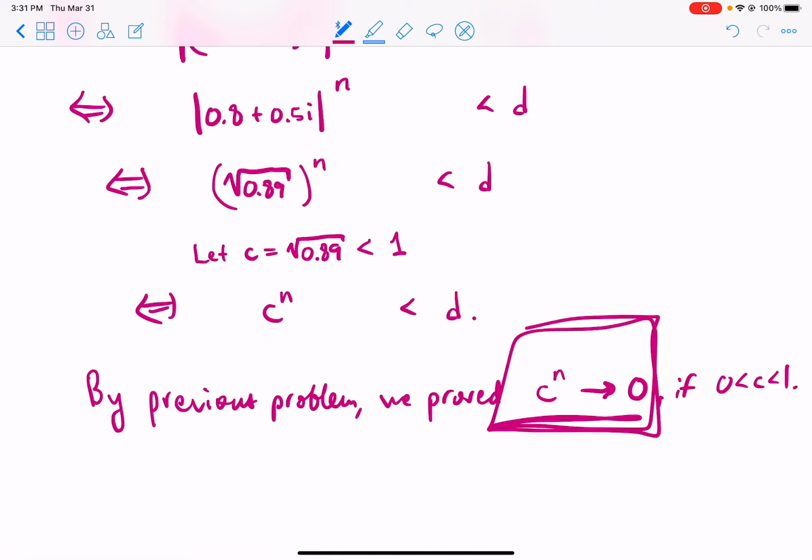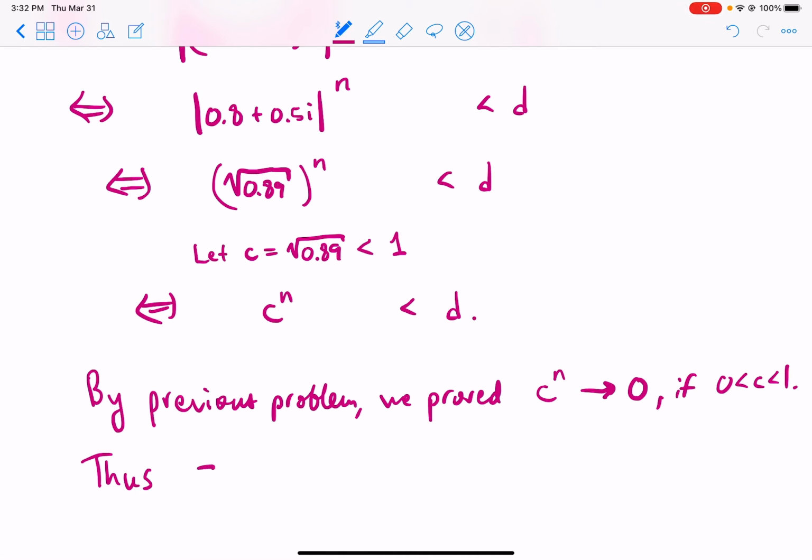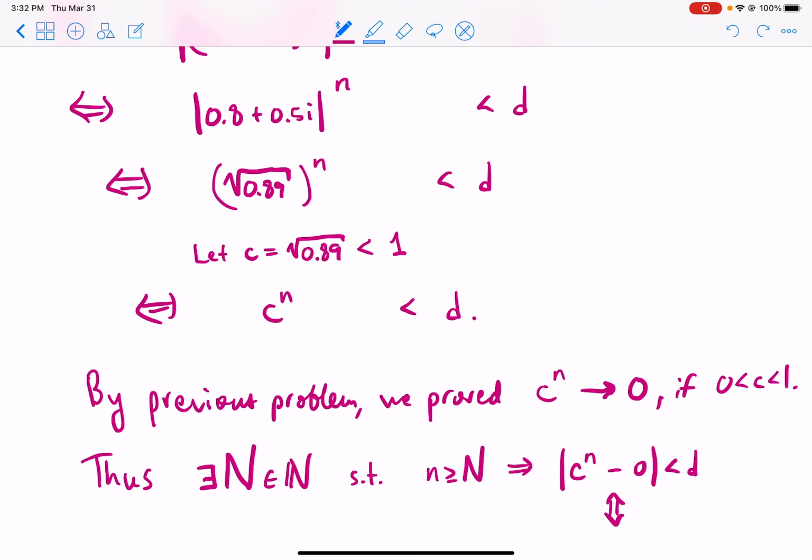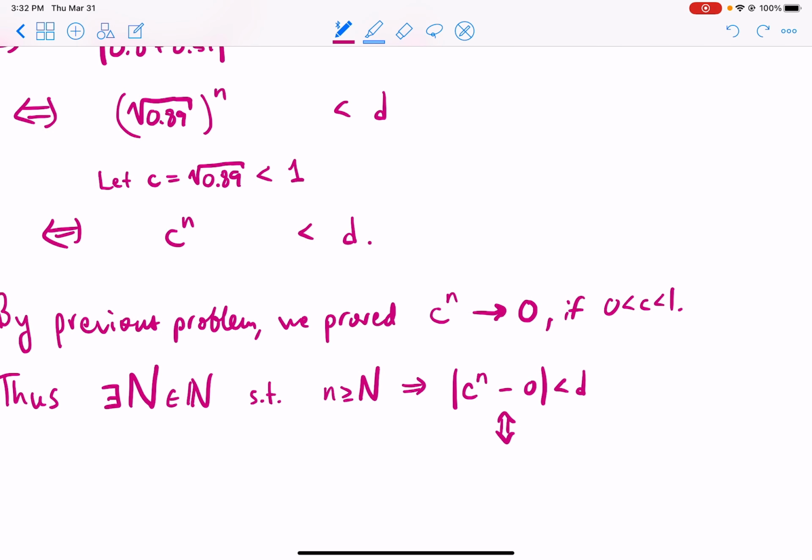But what does c to the n arrow 0 mean? This means that for all d, there does exist some capital N, such that going past that capital N implies c to the n is less than d. And I guess we could do c to the n minus 0 just to be very careful, which is true if, remember, c is positive. It's square root of 0.89. It's a very specific number, actually, c now. But this would work for any positive number that's less than 1. So we can just get rid of the absolute value sign because it's positive and just say c to the n less than d.